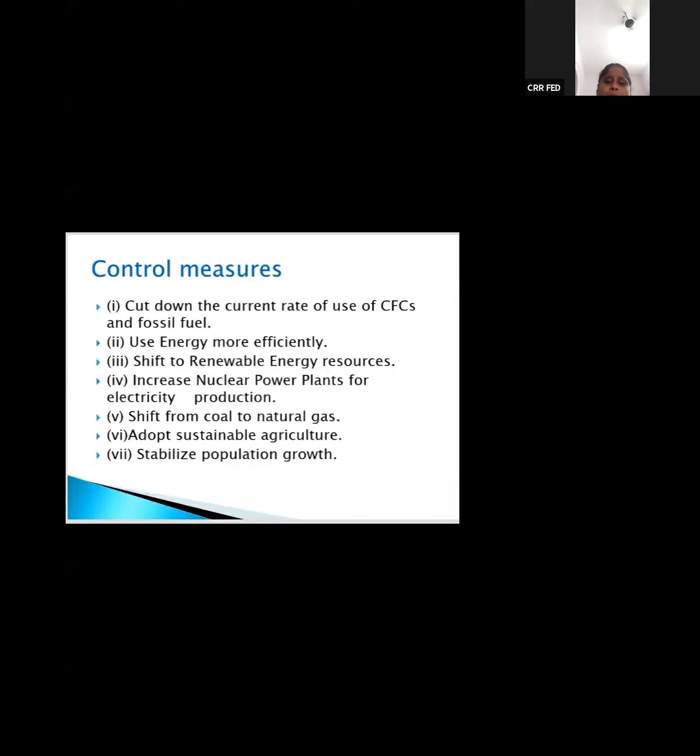Okay, next, shift from coal to natural gas also reduces some pollution. Adopt sustainable agriculture. Already I discussed that. Sustainable agriculture means using biofertilizers, biopesticides, and also other biomanures. So we have to use sustainable agriculture, so the land fertility does not decrease. So the land gives fertility in the future generations also.